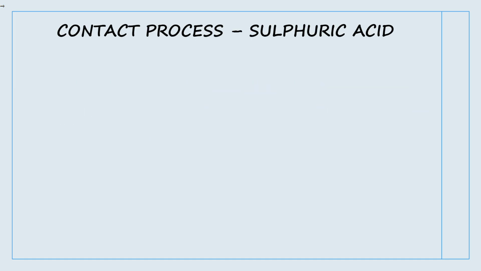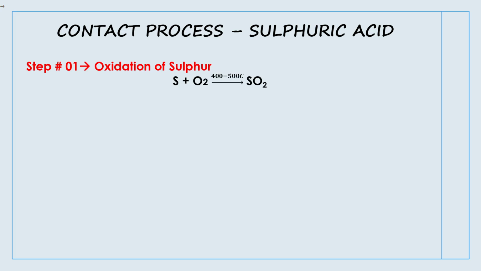To understand the manufacturing of sulfuric acid, we must first understand the steps that it involves. The contact process involves 4 steps. The first one is the oxidation of sulfur. Oxidation of sulfur means the reaction of sulfur with oxygen. Reaction of sulfur with oxygen at an elevated temperature of around 400 to 500 degrees centigrade results in the formation of sulfur dioxide gas.